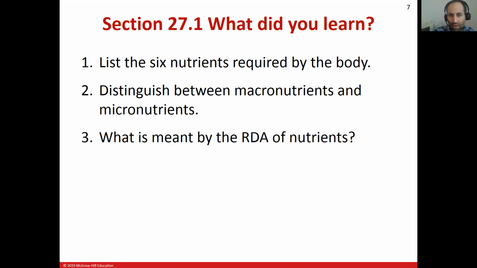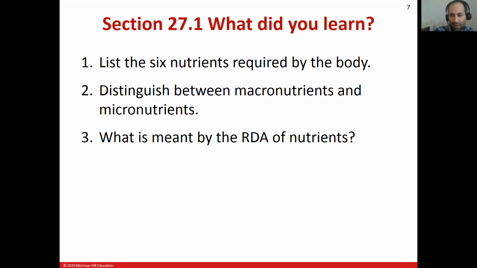So list the 6 nutrients required by the body: carbohydrates, lipids, proteins, nucleic acids, vitamins, minerals, and I guess they're including water here as well. Distinguish between macro and micronutrients. Macronutrients you need in larger quantities, micro in smaller quantities. What is meant by the RDA?